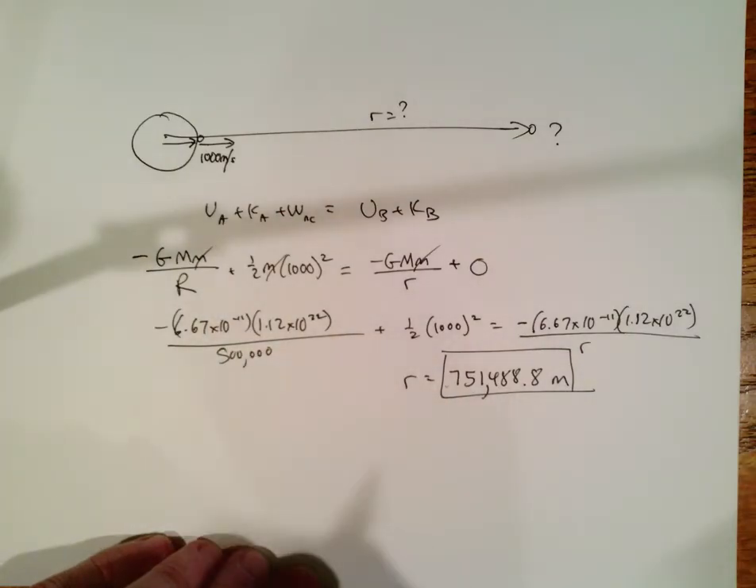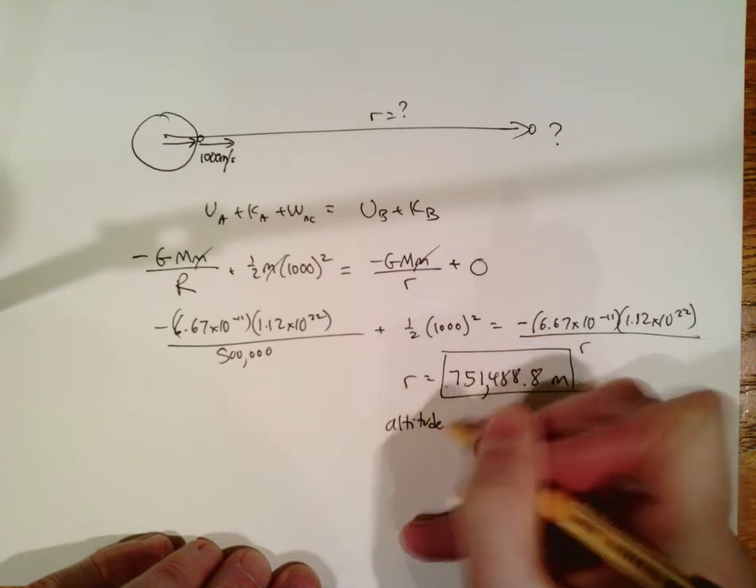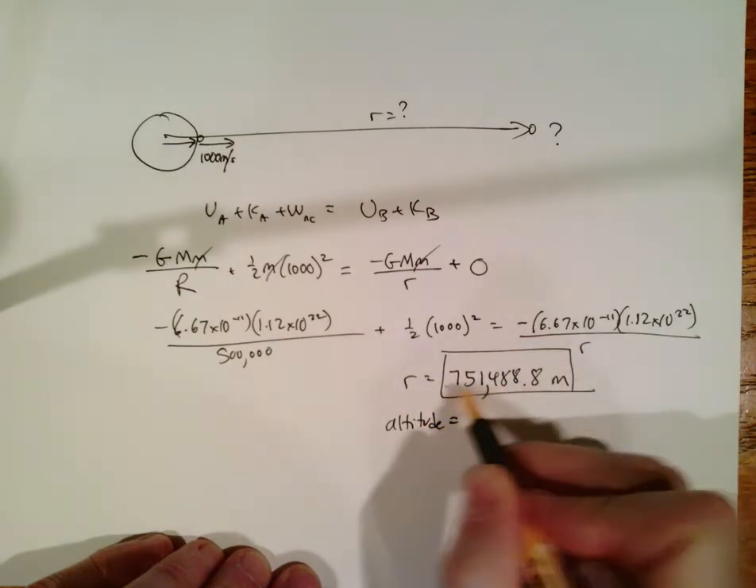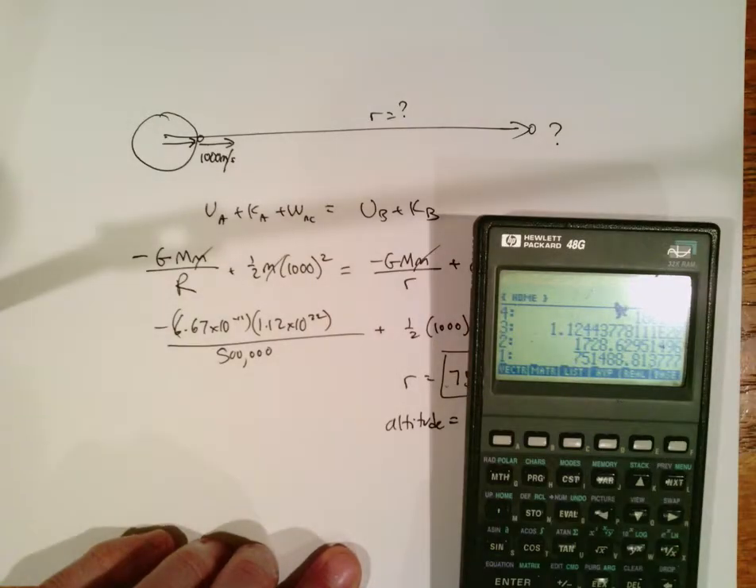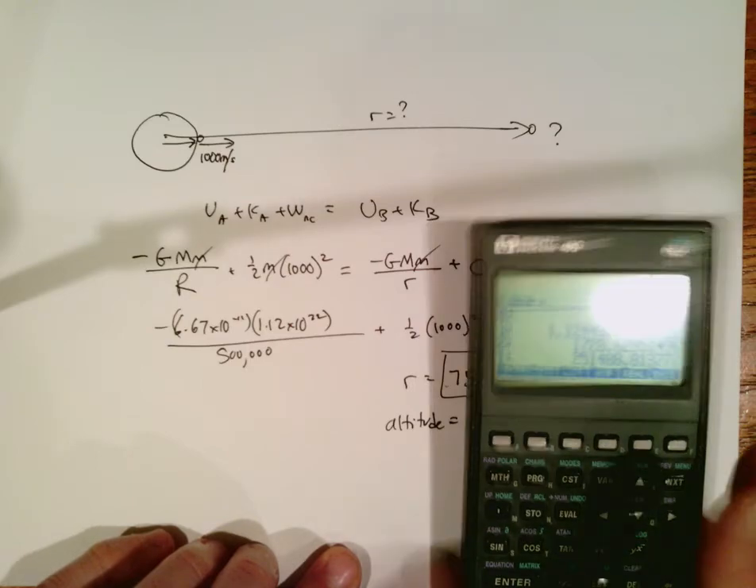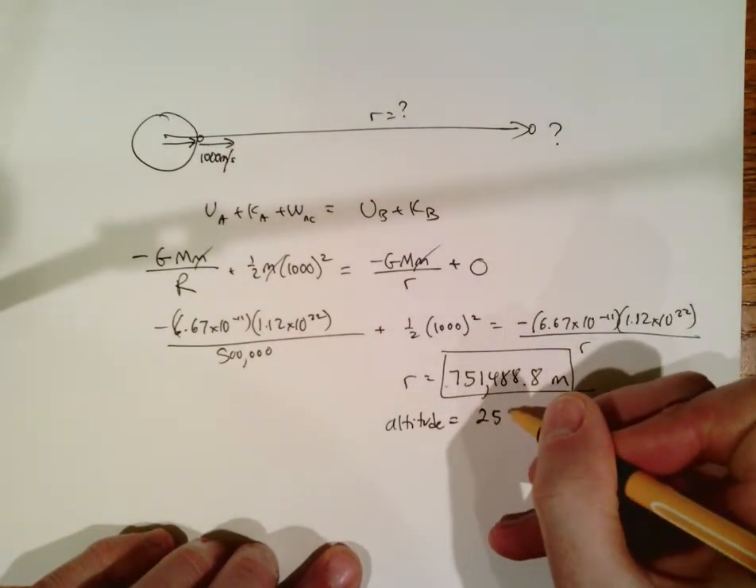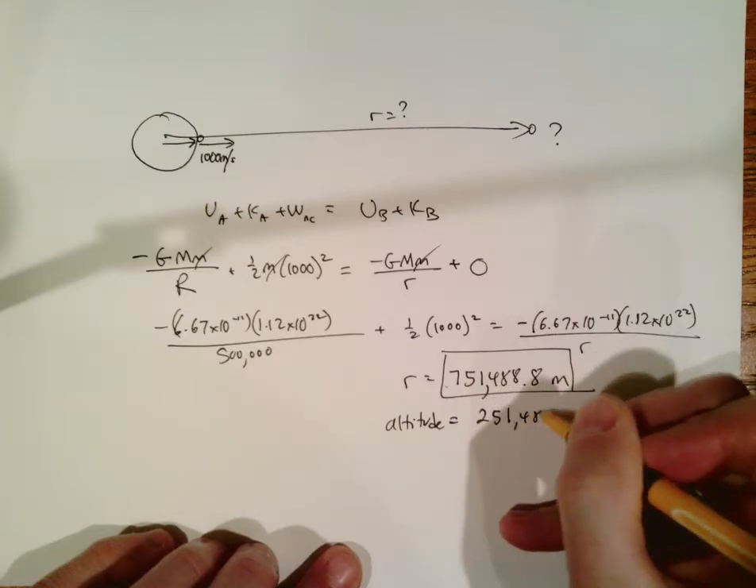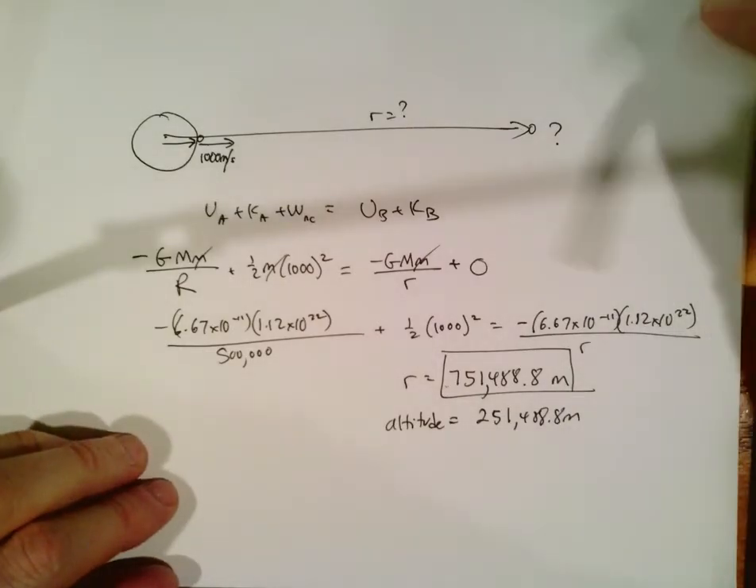But they specifically said how far above the surface. Sometimes we call that the altitude. So I need to subtract. I'm going to subtract from this the radius of the planet, which is, as I recall, 500,000. So my actual answer to the question that they asked would be 251,488.8. That's how far above the surface of the planet it will go. Good thing I checked that. All right, last question.